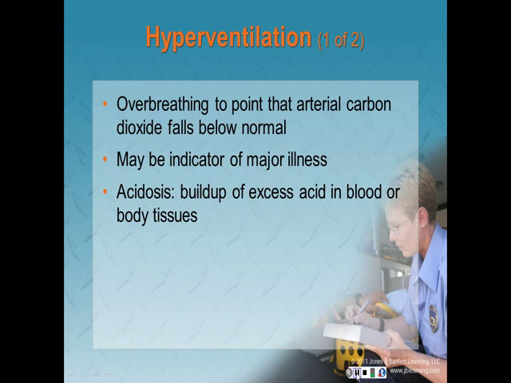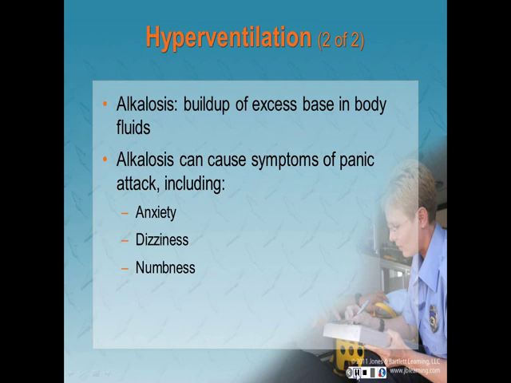Hyperventilation is best defined as overbreathing to the point that the level of arterial carbon dioxide falls below normal, and this can be an indicator of a life-threatening illness. Acidosis is the buildup of excess acid in blood or body tissues. Alkalosis is the buildup of excess base or lack of acids in body fluids.